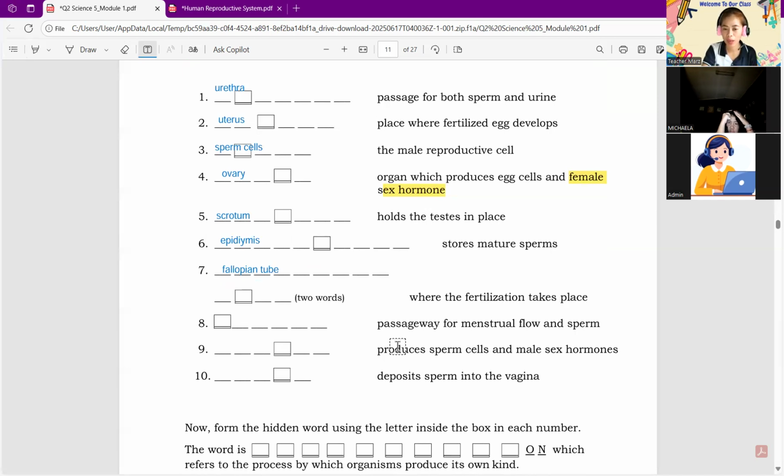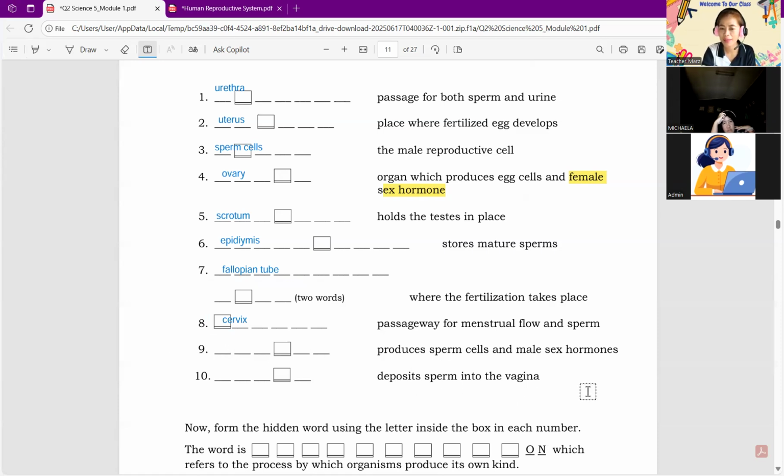It is the passageway for menstrual flow and sperm. Passageway for menstrual flow and sperm. Cervix. All right, it's cervix. Very good. How about number nine?